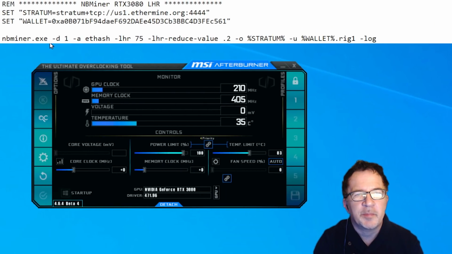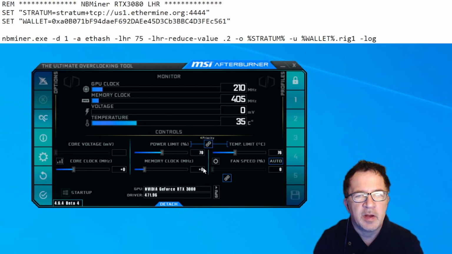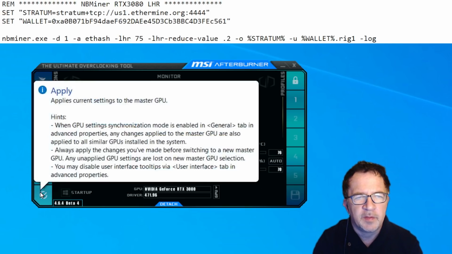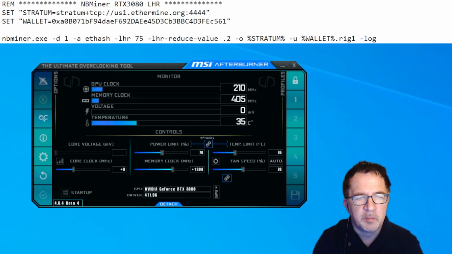Let's begin by setting up a batch file to run NBMiner with the necessary parameters, but I'm going to be using MSI Afterburner to do all my overclocking. I reset it. I'm going to set a power limit of 70% and a memory clock of +1300. I'm going to leave my core clock alone at zero. Let me apply that. Last parameter, let me set the fan. I'm going to give it a constant value of 70% fan to run. Apply that. Now we're all set to start mining.